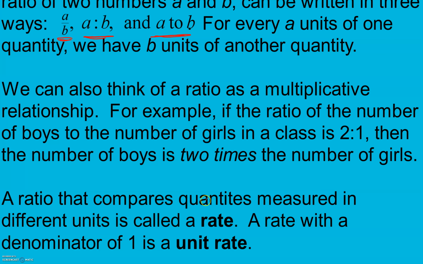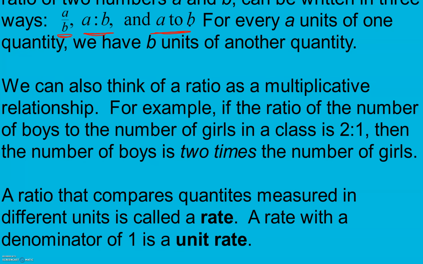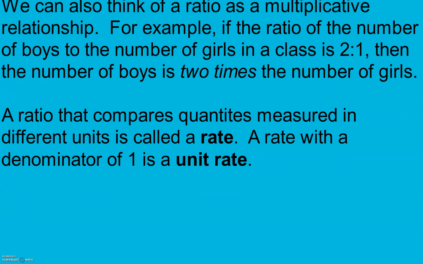A ratio that compares quantities measured in different units is called a rate. A rate with a denominator of 1 is a unit rate. So if we're comparing miles to hours, saying we drove 300 miles in 5 hours, that's a rate because we're comparing miles to hours. If we simplify that down to 60 miles per hour, per 1 hour, that's a unit rate. Okay, so a rate is any time we compare two different units.